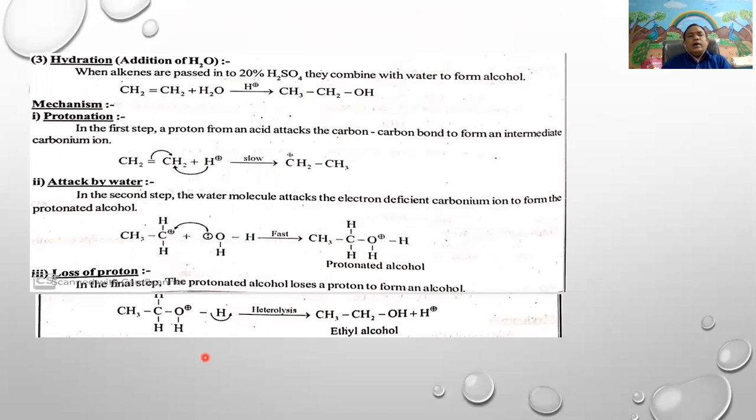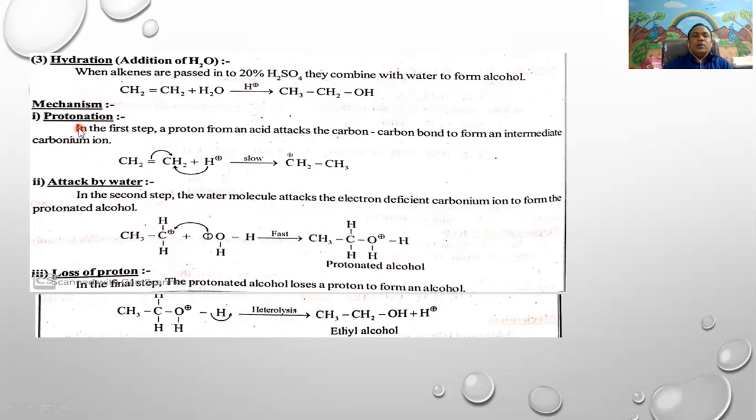Next, hydration. Hydration means addition of water. When alkenes are passed into 20% sulfuric acid, meaning the rest 80% is water, the dilute sulfuric acid, they combine with water to form alcohol. That is CH2=CH2 plus H2O, in the presence of acid media, gives ethyl alcohol.